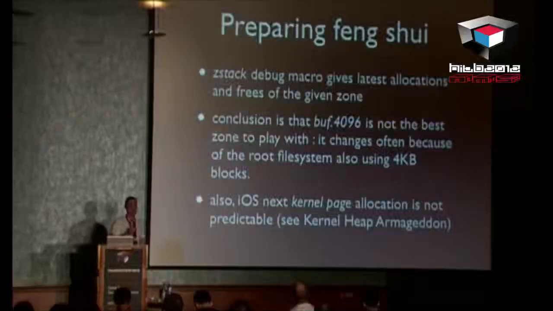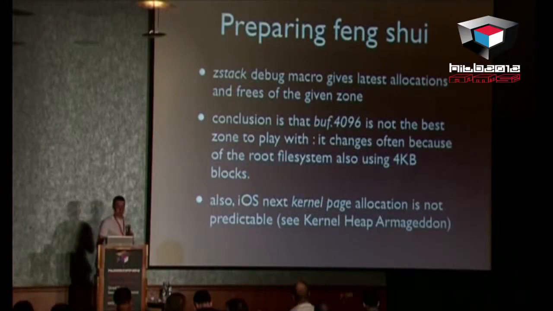One important thing about iOS, which is different from OS X, I don't know why, but you can see the kernel heap Mageddon paper of Stefan Esser: the next kernel page allocation is not predictable, while it is when your heap is defragmented on OS X. So I had to change the way I do this to achieve my goal.